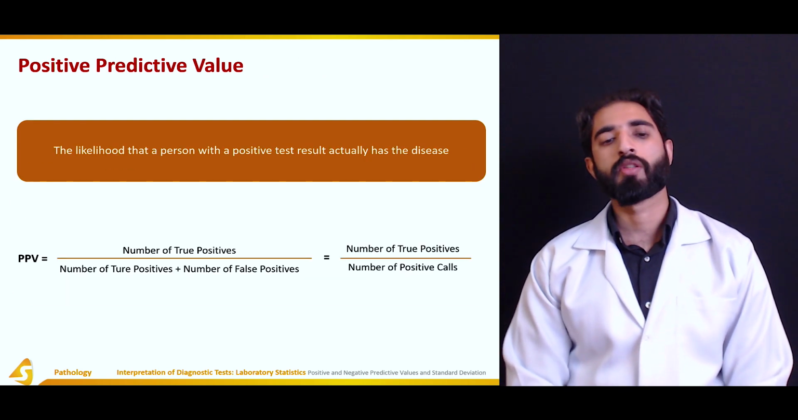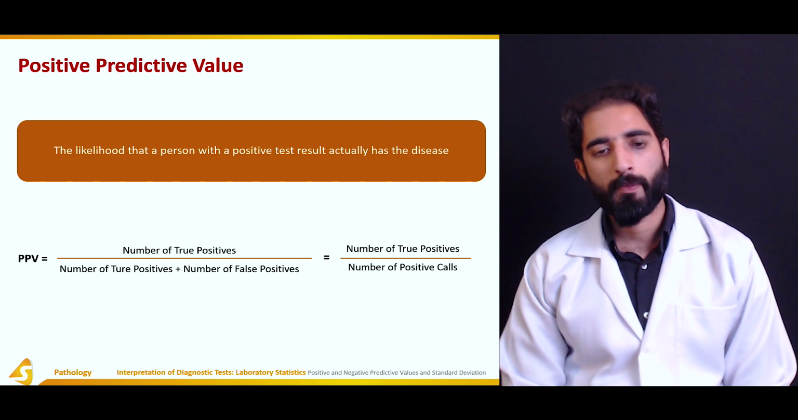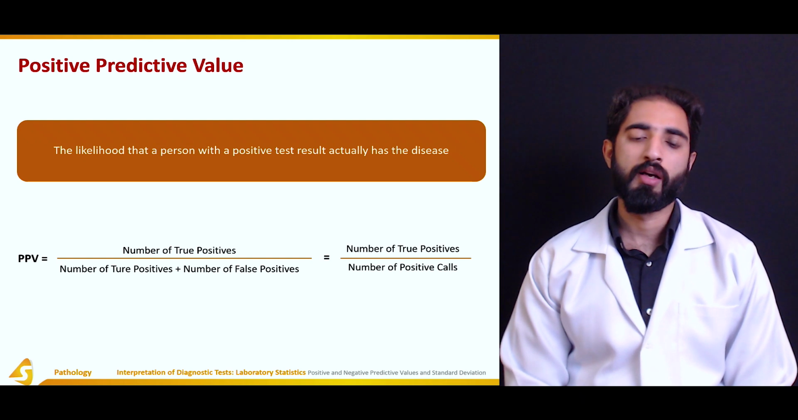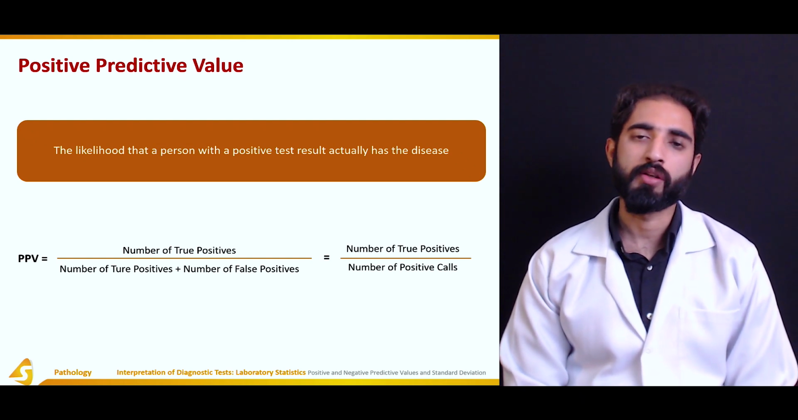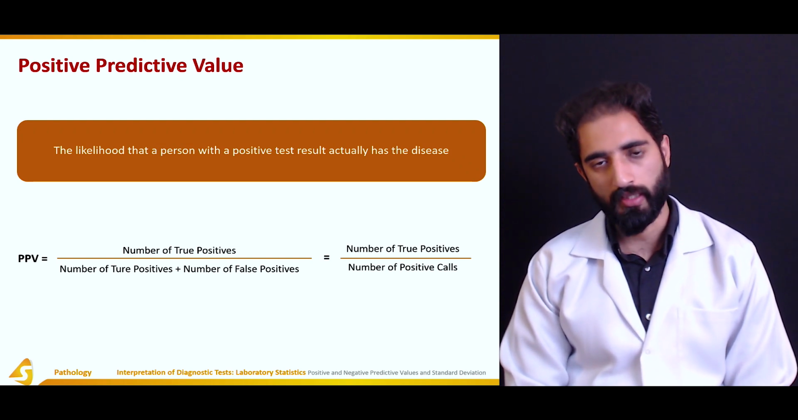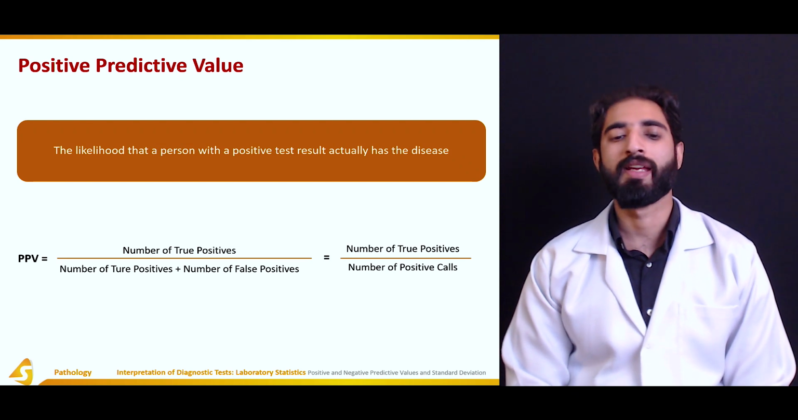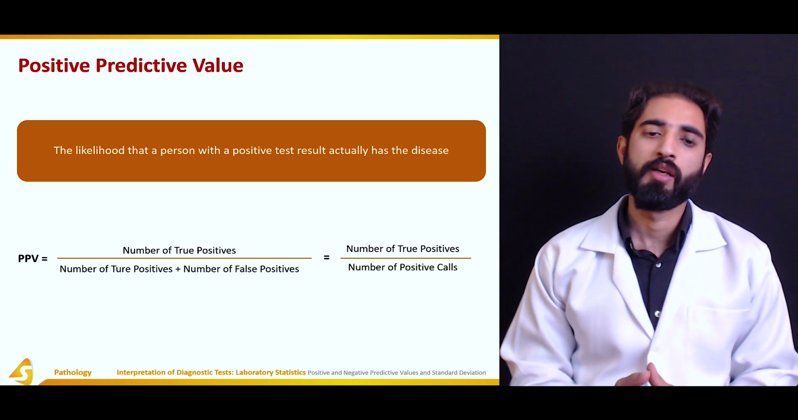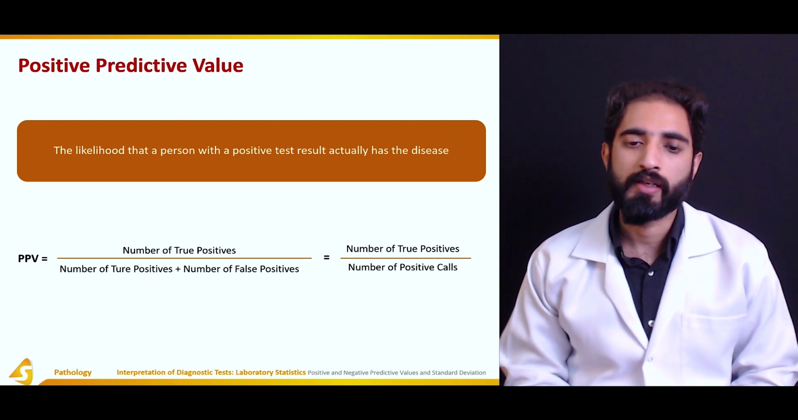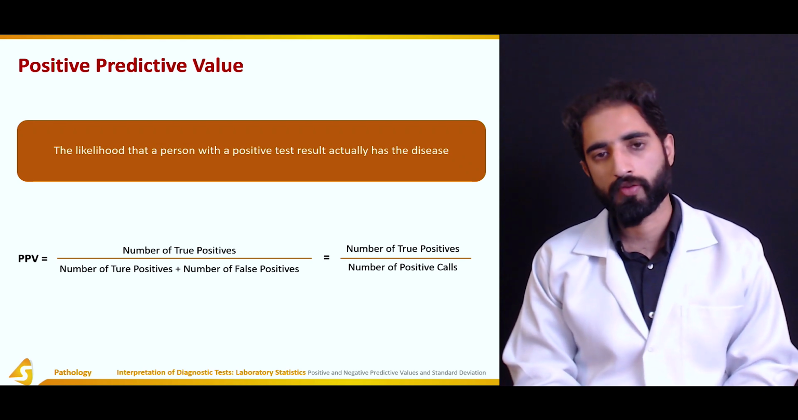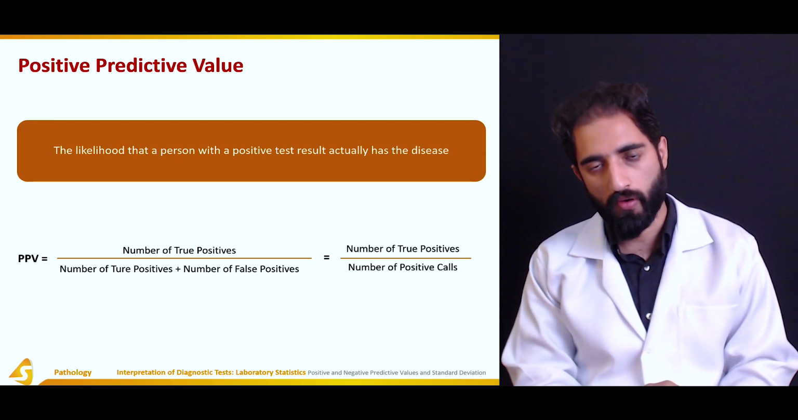So, what is positive predictive value? Positive predictive value is a measure which is used to describe quantitatively the likelihood that a person with a positive test result actually has the disease. So it helps us identify what would be the occurrence of the true positives from the overall positive calls.